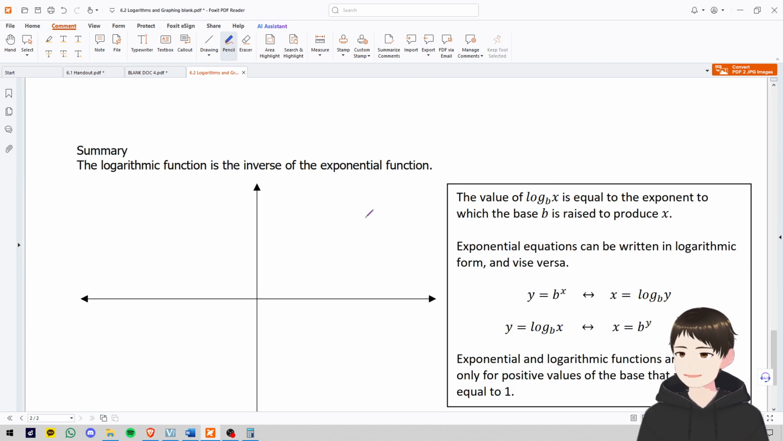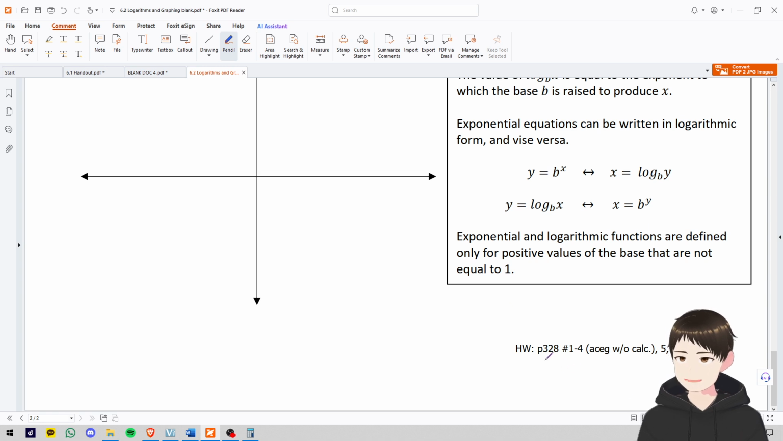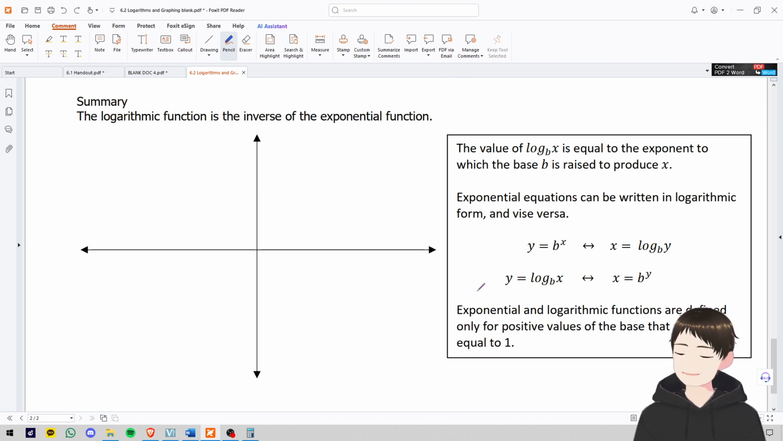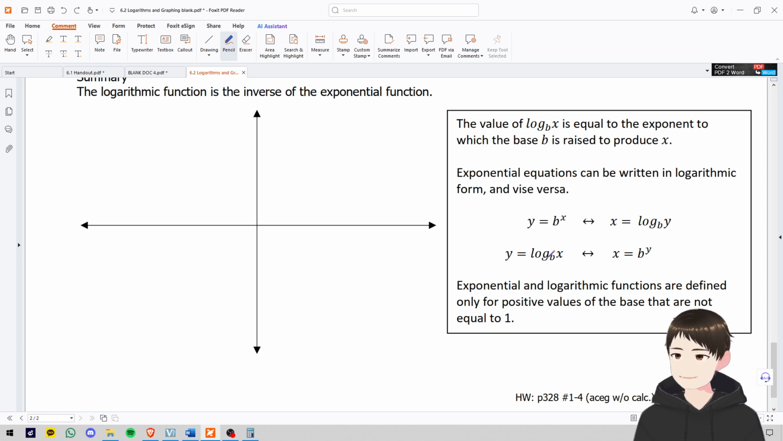So the summary of this, I really want you to do as many questions as is possible because it will absolutely help you with your quiz. I must implore you to do as many of these questions without a calculator, to be able to switch between exponential function and logarithmic function and vice versa.